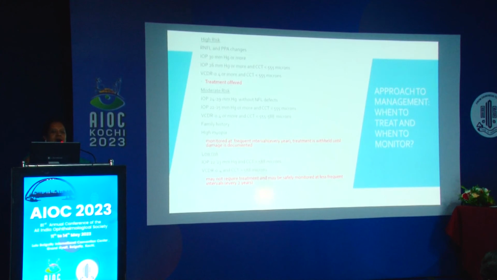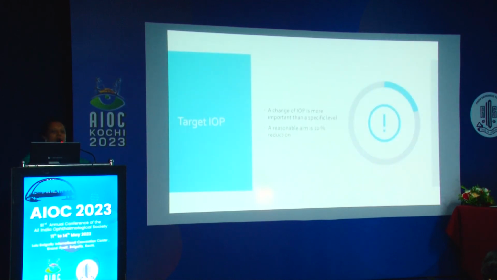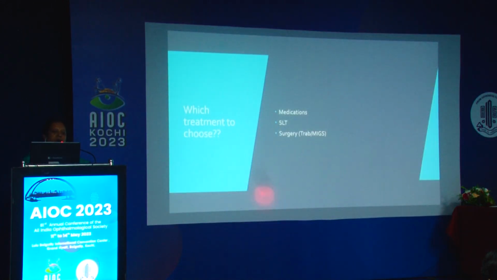All this risk stratification is based on the RNFL changes, the intraocular pressure, the CCT, and the vertical cup disc ratio. So, what would be the target IOP once you decide to treat? A reasonable aim would be a 20% reduction. As for what treatment to choose, you can start off with medication, or even consider SLT as a primary treatment, and surgery in the form of trabeculectomy or the MIGS techniques now available.